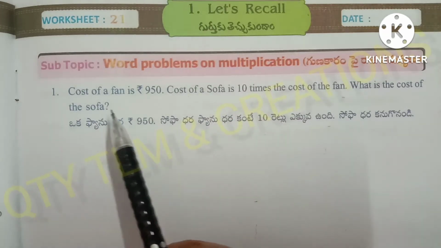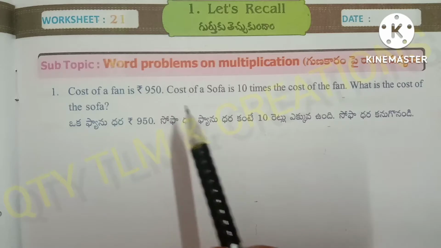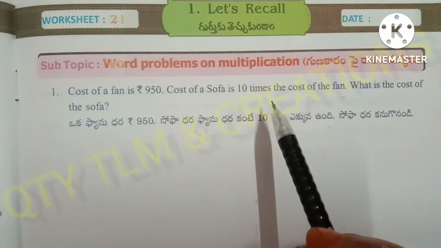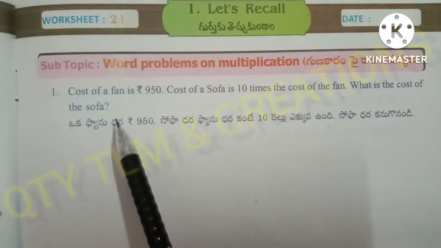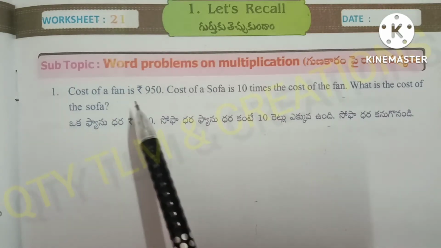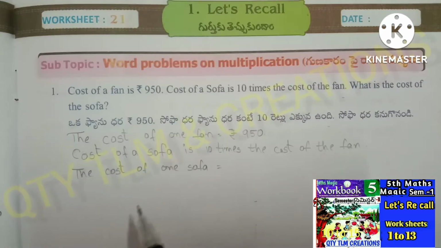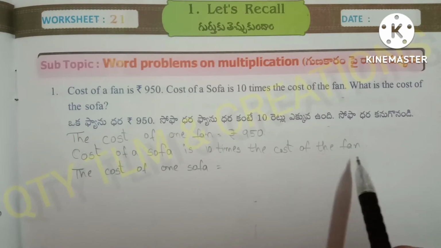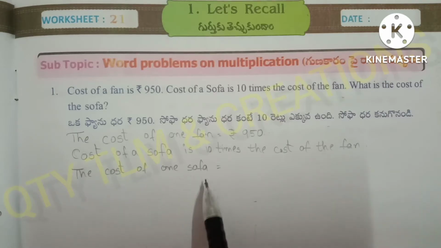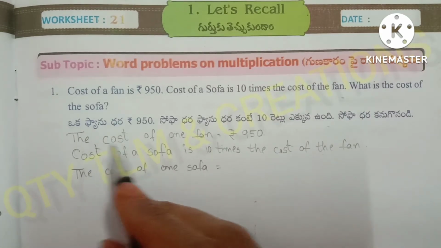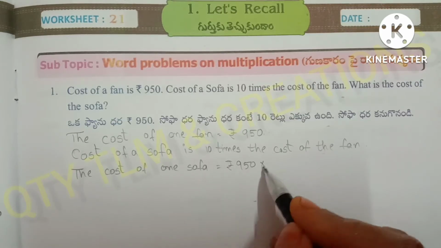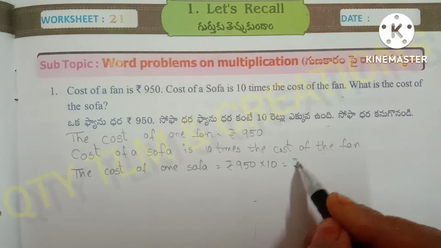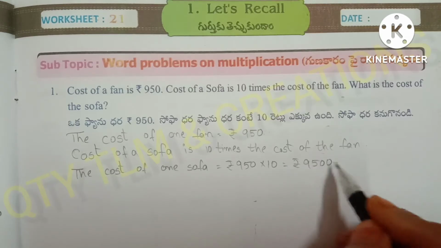First question, cost of a fan is 950 rupees. Cost of a sofa is 10 times the cost of the fan. What is the cost of the sofa? So cost of a fan equals 950 rupees. Cost of a sofa is 10 times the cost of the fan. So the cost of one sofa equals the cost of a fan, 950 rupees, into 10 times. That equals 9500 rupees.